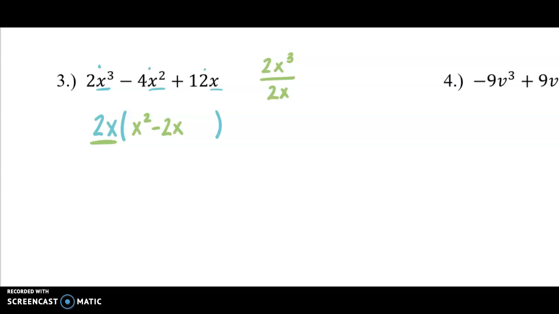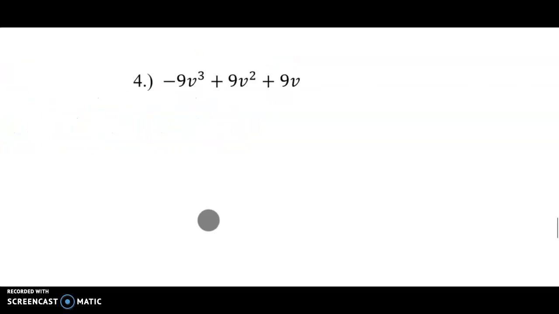12x divided by 2x. 12 divided by 2 is 6. x divided by x is just 1. That just goes away, so you don't have to write anything there. So then that would be our final answer. The only thing left to do would be to check. 2x times x squared would give me 2x to the 3rd. 2x times -2x would give me -4x squared. And 2x times 6 would give me 12x. So I know I did that one correct.